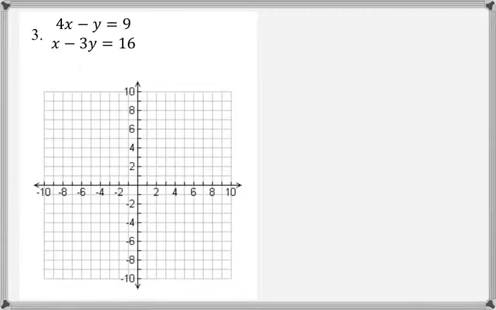Number 3, we're trying to find the intersection point of these two lines. Unlike number 1, y is not solved for, so we need to isolate y so that we can type it into our calculator. So we do have some work to do first.